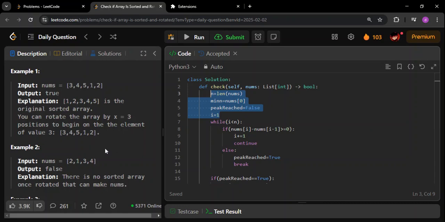So that was all for this video. The topic is very simple. You have to find a peak. Once you find a peak, all the elements to the right of the peak have to be less than the first element of the input. That is point number one. The second point is that all the elements have to follow non-decreasing order. As simple as that.